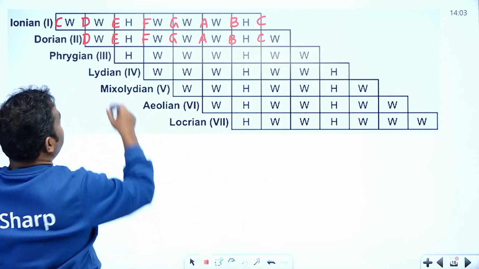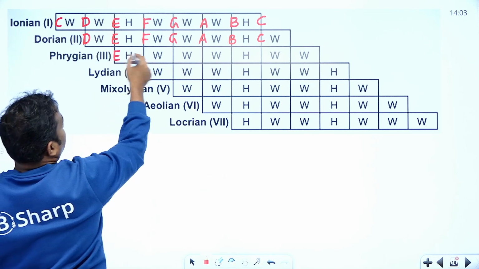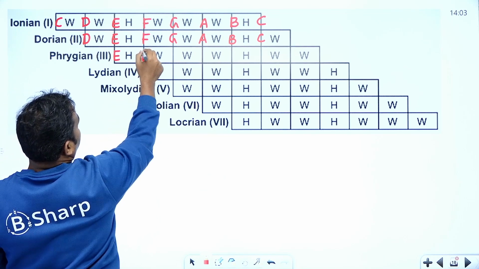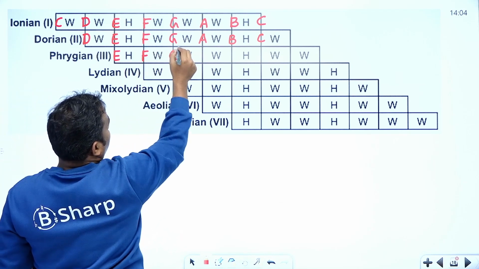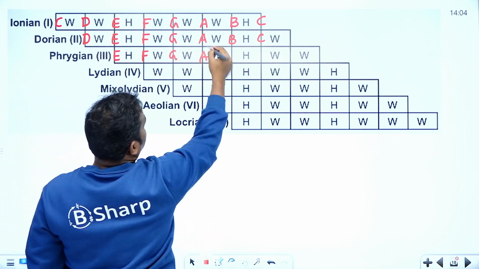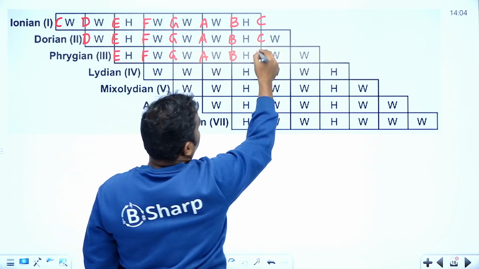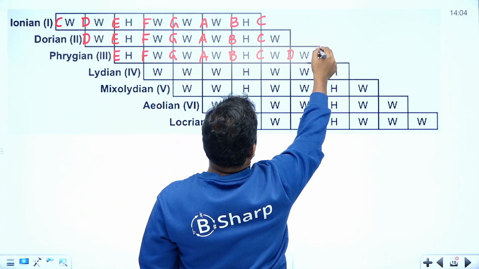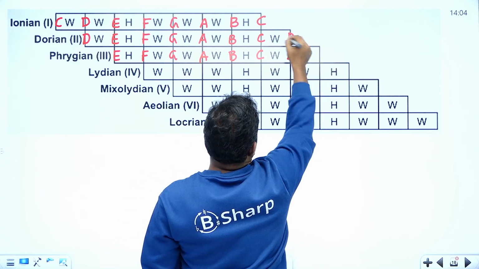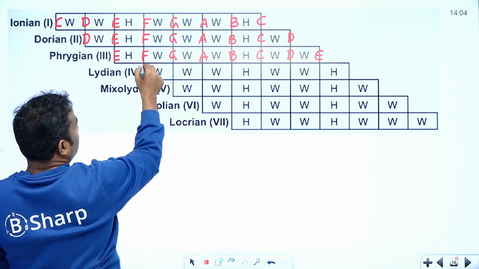Likewise, the same thing, now I am going to take the Phrygian scale. For Phrygian I would consider E here. From E to F the difference is half. From F to G is a whole note, G to A, and then A to B is a whole note. From B to C is a half note. From C to D is a whole note. And again I can write another E note here. Likewise, now I am going to repeat.